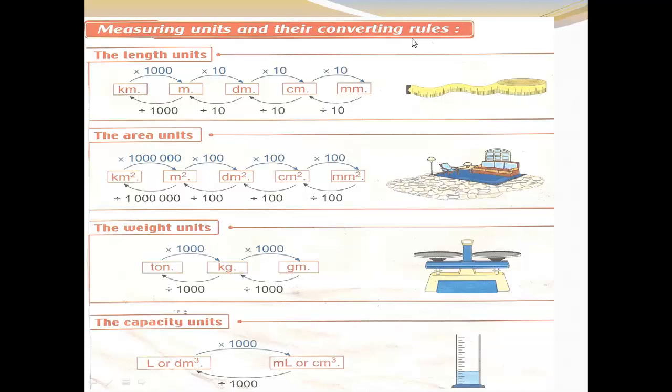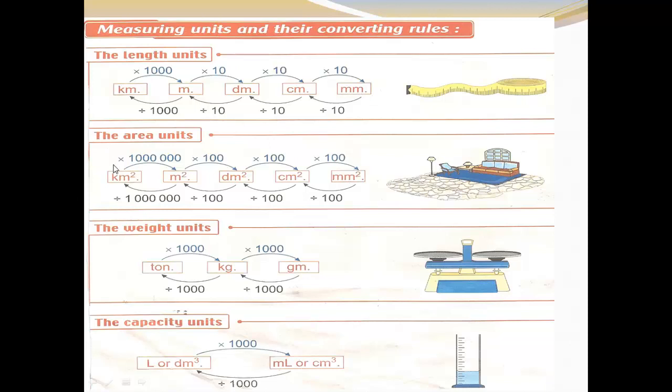The measuring units and their converting rules. The length units: kilometer to meter to decimeter to centimeter to millimeter. Kilometer to meter, multiply by thousand. If you want to change from meter to kilometer, divide by 1,000. Meter to decimeter, times 10, or divide by 10 the other way.